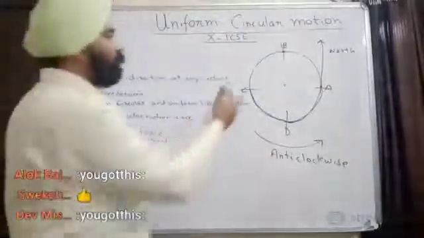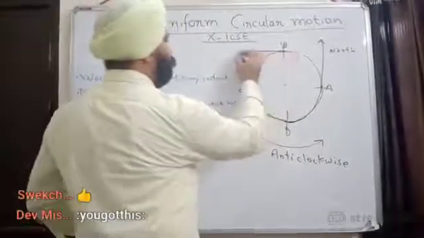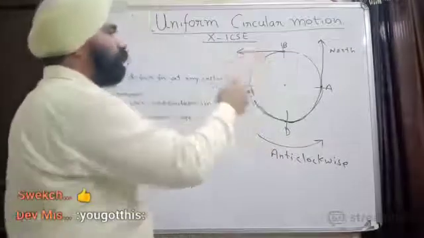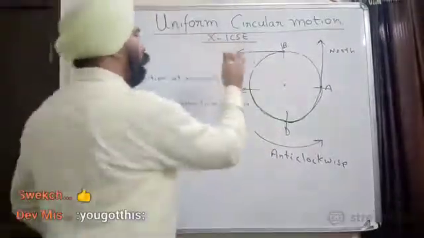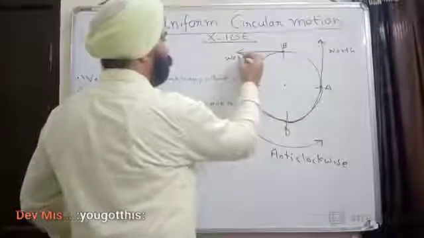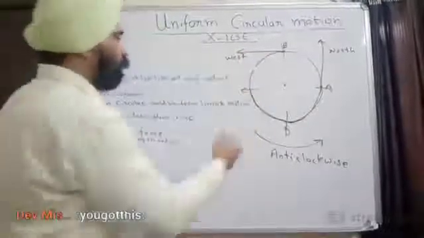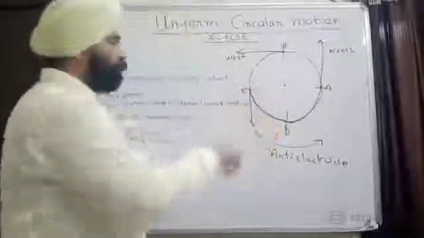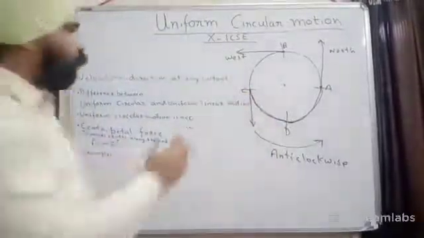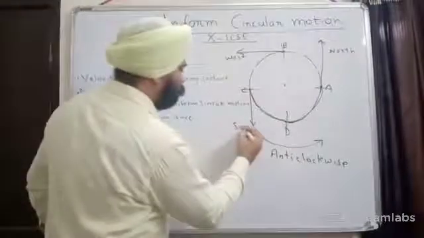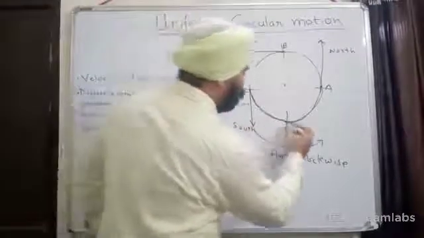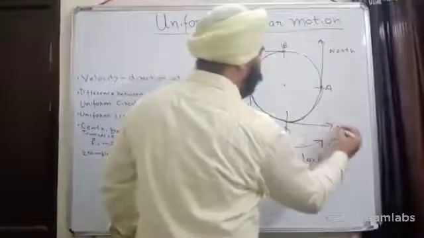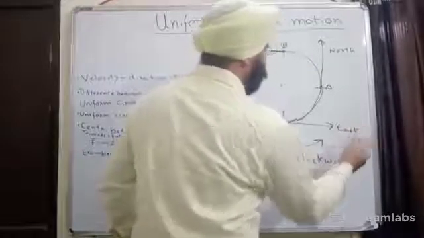What will be my velocity at B? Again, I draw a tangent here, and this time it is pointing towards the west. So my velocity's direction is towards the west. Now if I look at position C, then the direction of my velocity as per the tangent drawn is towards the south. And finally at position D, again I draw a tangent, and now the direction of velocity is towards east.